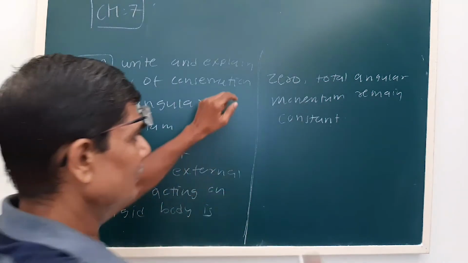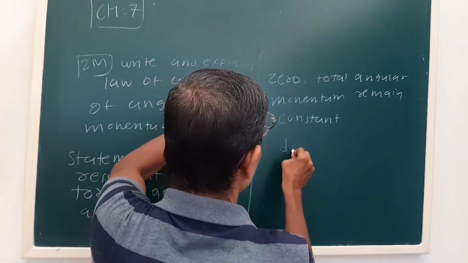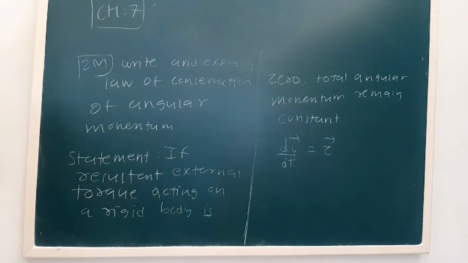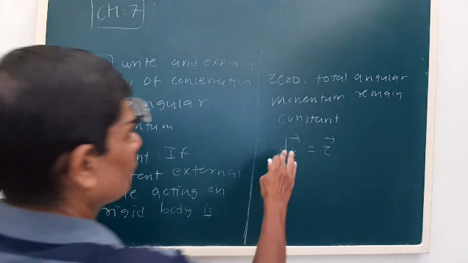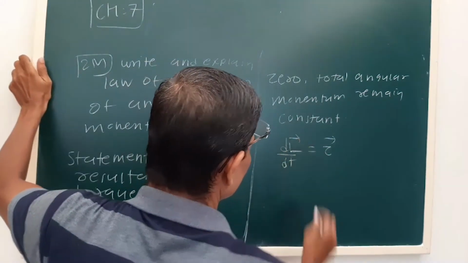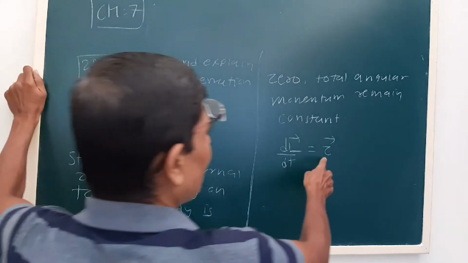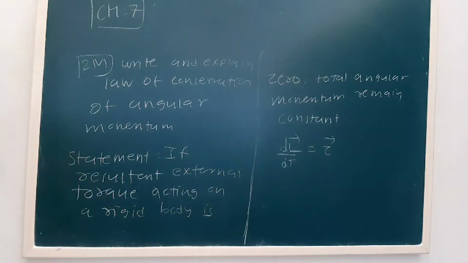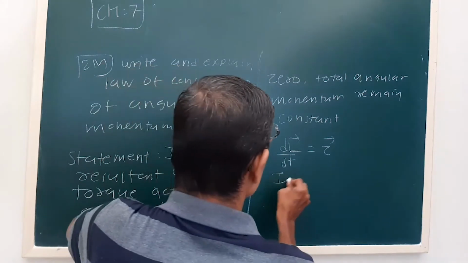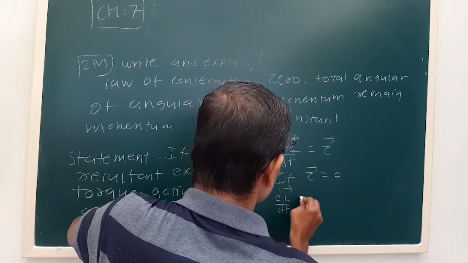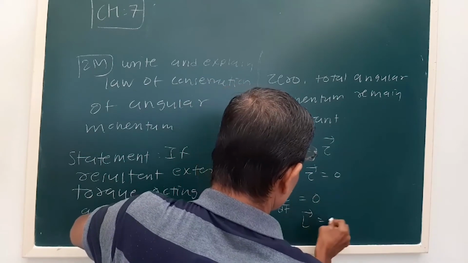Now see, what is our relation? We proved dL by dt is torque. Okay, that is the time rate of change of angular momentum. Here we write for a generalized formula, so we write capital L. Now see, tau is the resultant external torque. Now if torque is 0, dL by dt is 0, then L is equal to constant.